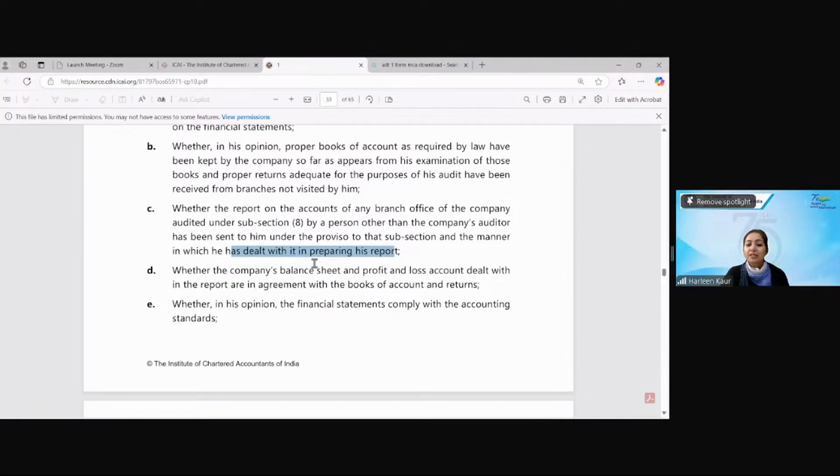D point says the company's balance sheet and profit and loss account are in agreement with the books of accounts. So now we are talking about P&L and balance sheet. What will be the heading of D point? P&L and balance sheet, whether P&L and balance sheets are in agreement with the books of accounts.